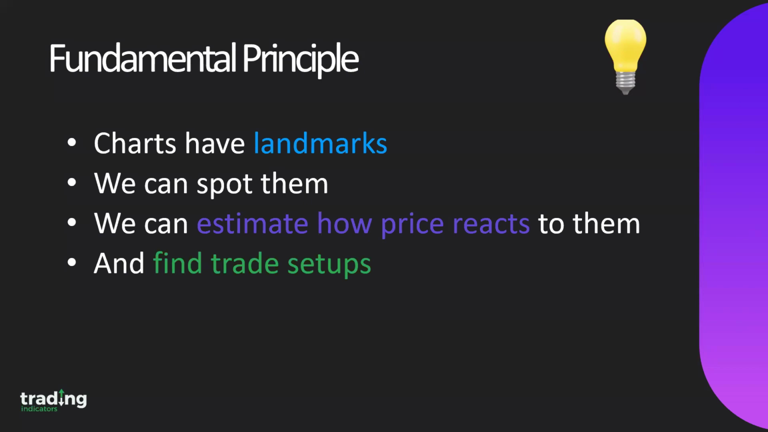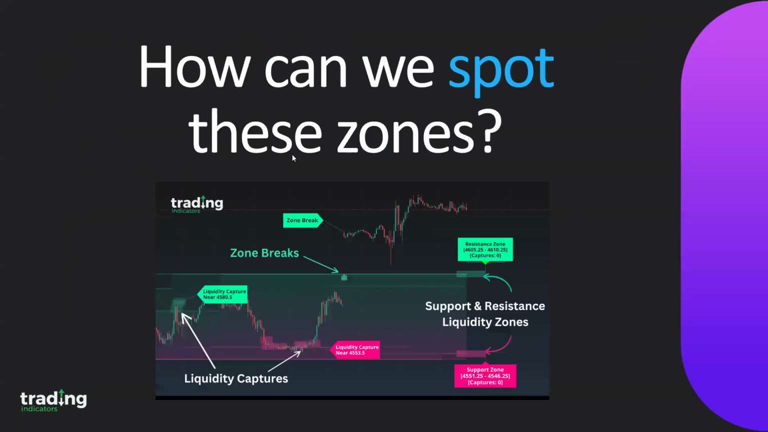But the thing is, these landmarks, oftentimes, they are not easy to spot. And oftentimes we only know about them after the fact, once price has reacted to them. But wouldn't it be cool if we were able to find these landmarks, these zones beforehand, before price reacts to them? So we asked ourselves the very same question. Well, so then we started programming, and we have developed an indicator which will help us to spot exactly these zones. And this indicator is called Liquidity IQ.